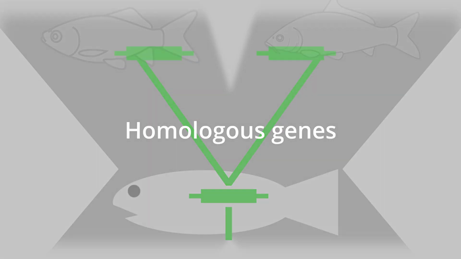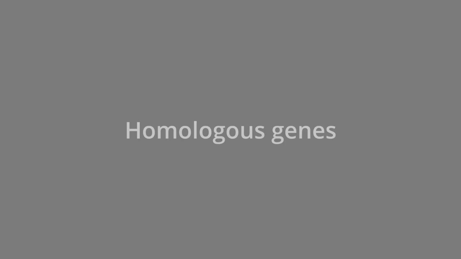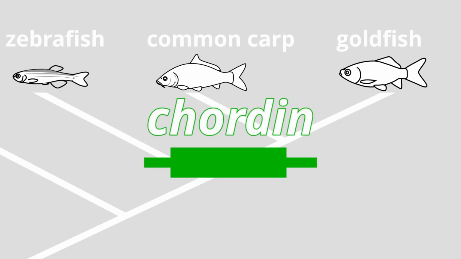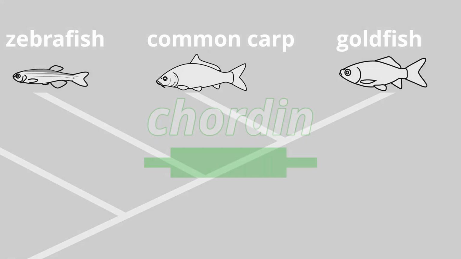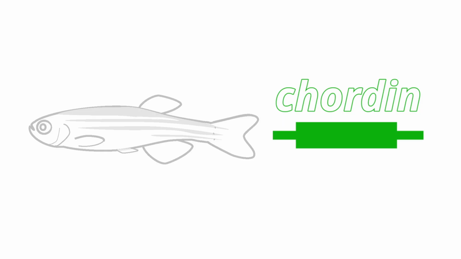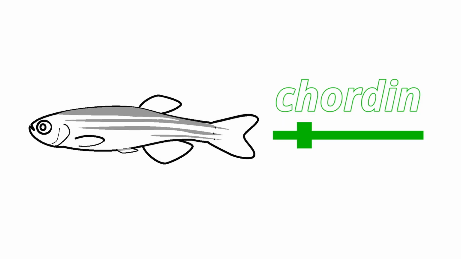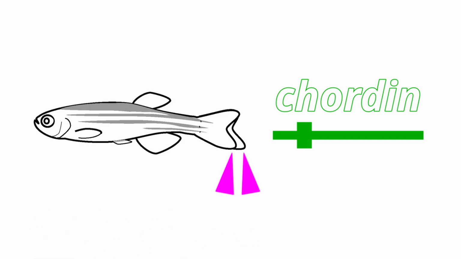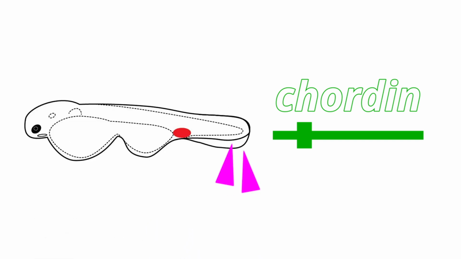Such genes which are shared among species with a common ancestor are called homologous genes. As mentioned in a previous episode on this channel, goldfish and zebrafish are closely related, so it is not surprising that this gene is conserved in both. When the Chordin gene function is reduced in zebrafish, most of them die, but some individuals appear with split tail fins. Observation of their embryos revealed that the caudal fin fold split into two.